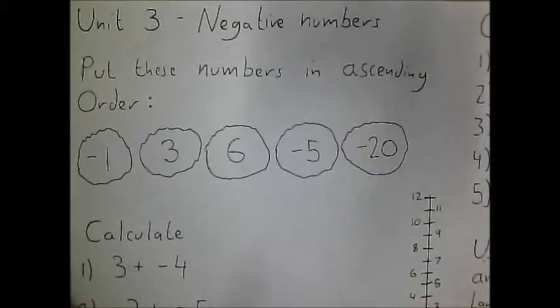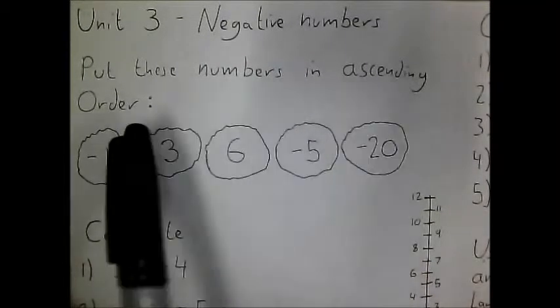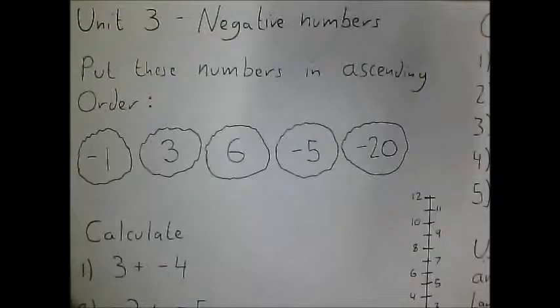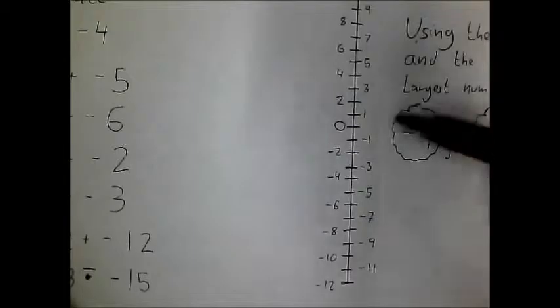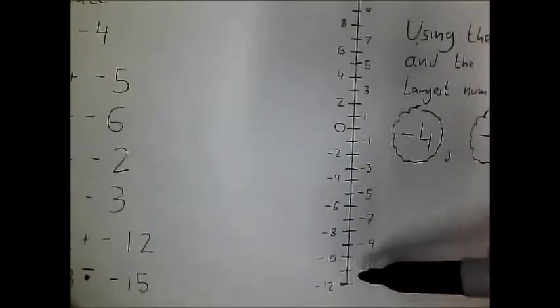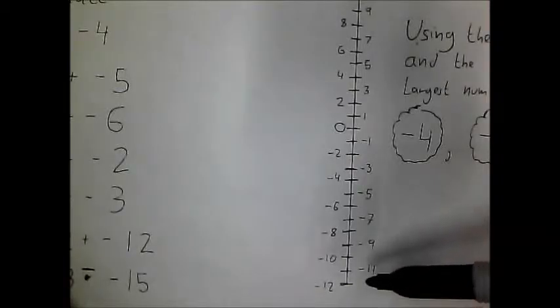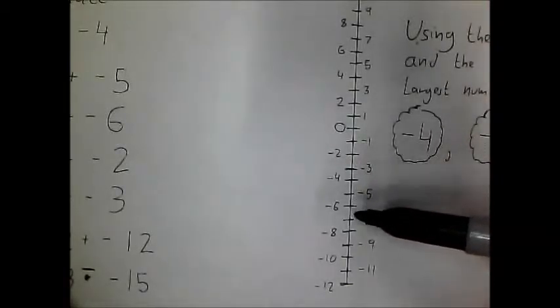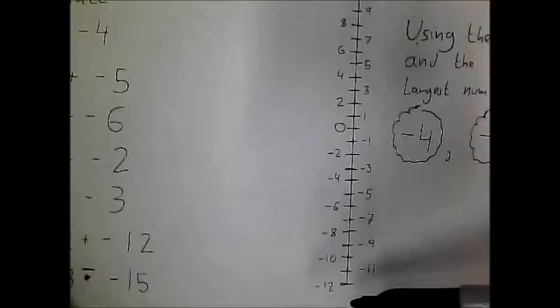Now, for this first question, I'm being asked to put these numbers in ascending order. Okay, so if you imagine ascending, it's going from low up to high. So I want the smallest number going up to the largest number. Now, if I use my number line here, just to help me out, the further down I go with negative numbers, the bigger the number looks, but actually as we go down, we're going away from 0, so these ones are going to be the smallest.